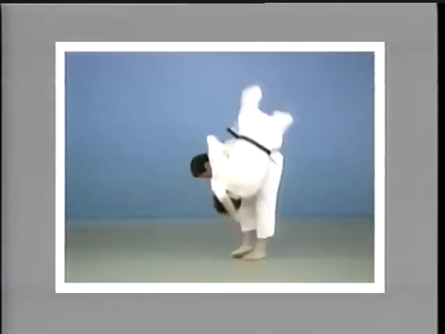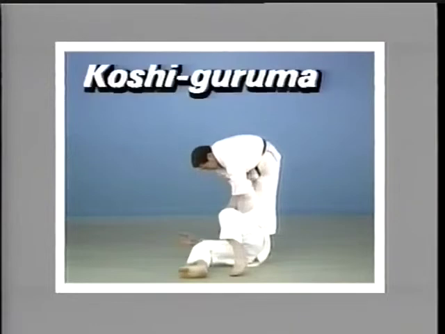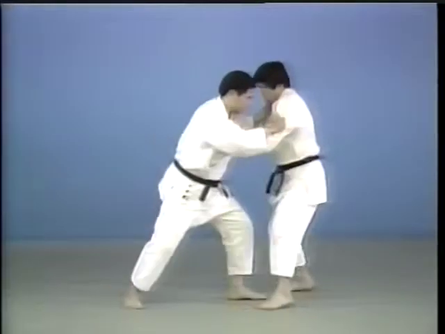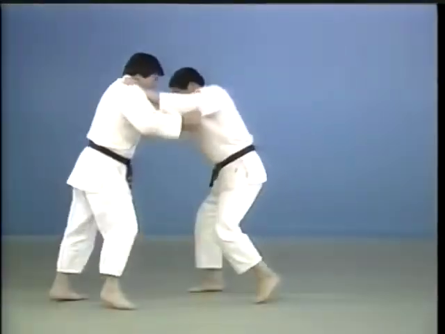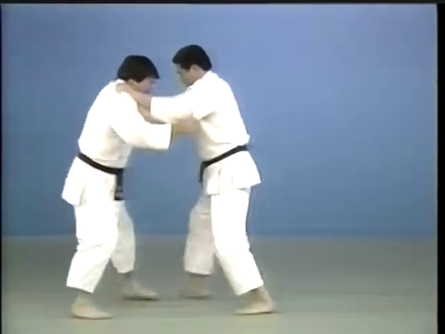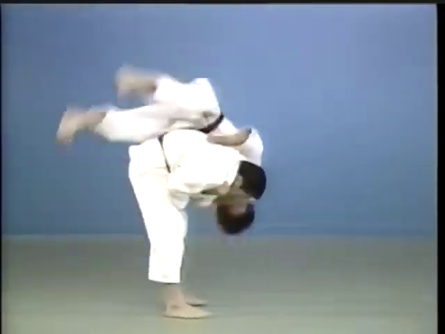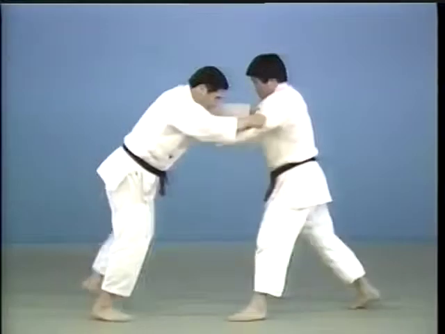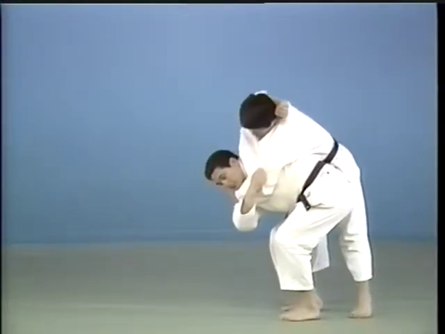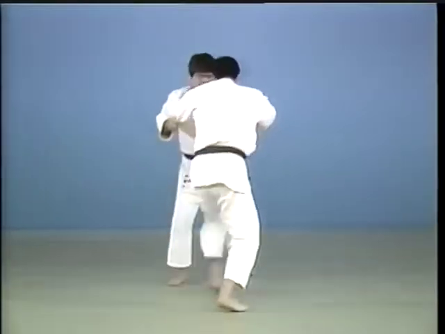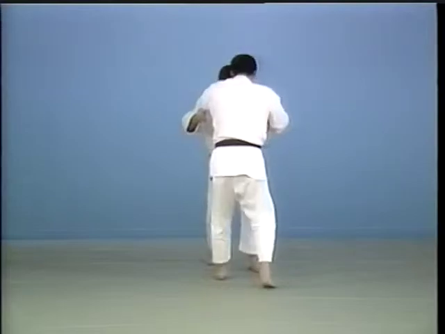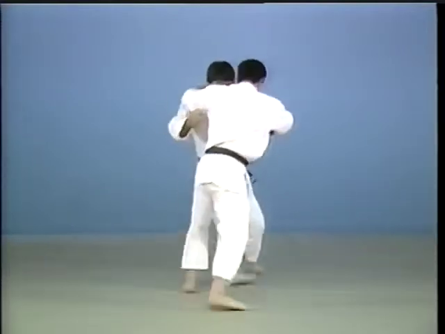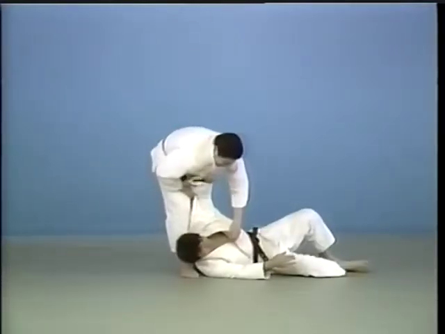Koshi-guruma. In Koshi-guruma, you grasp your opponent by the neck and throw in a twisting motion with him on your hips. Control your opponent by holding his neck. Place your waist deep under him and push to the side. Koshi-guruma must be executed by holding your opponent's neck.